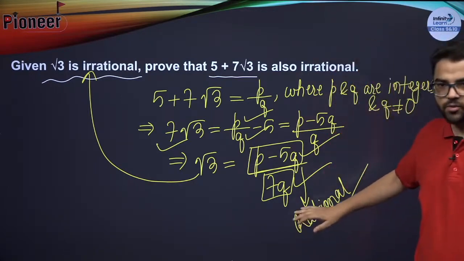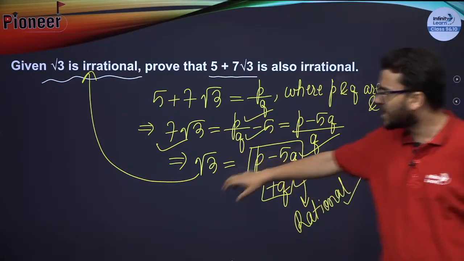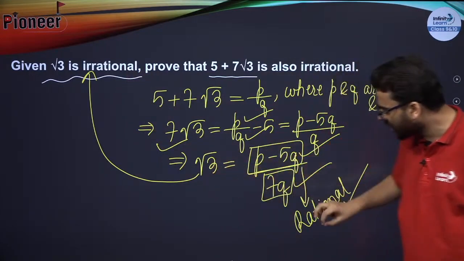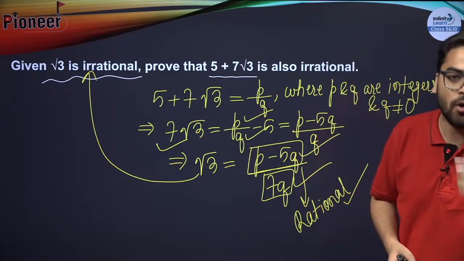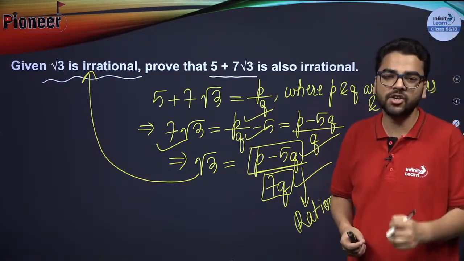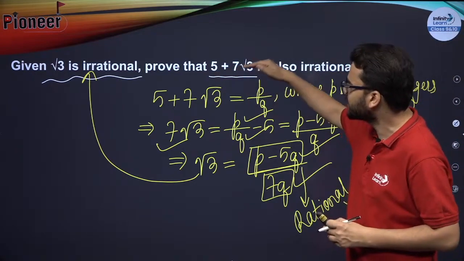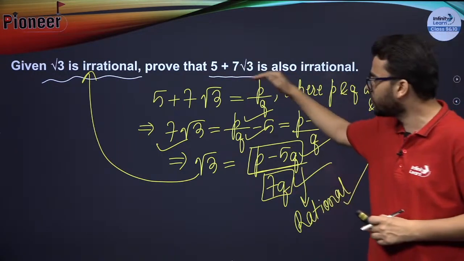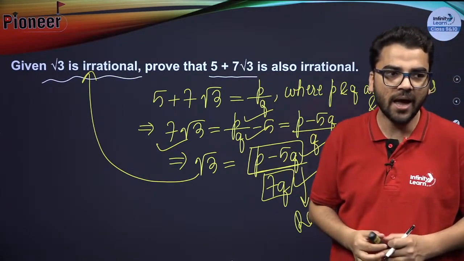So we have got a situation in which this is a rational number and that is an irrational number, right? So obviously an irrational number and a rational number can never be equal. So this is basically a contradiction, and this contradiction arises due to the wrong assumption of taking 5 plus 7 root 3 to be a rational number. Hence we can say that 5 plus 7 root 3 is not a rational number, it is an irrational number. I hope it is clear.